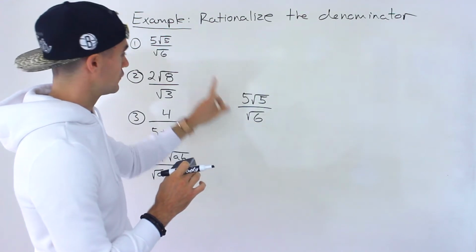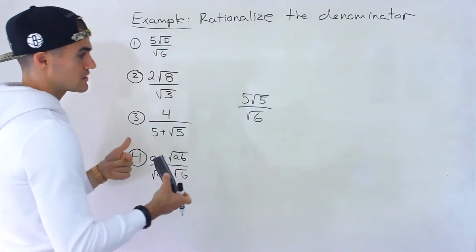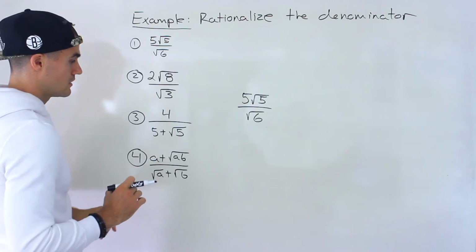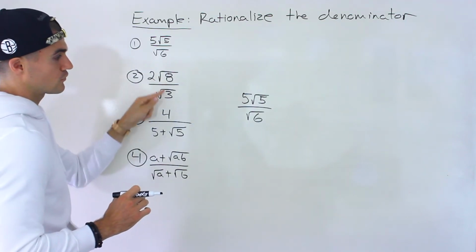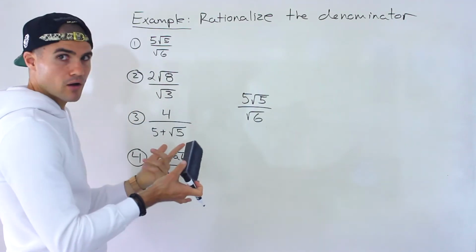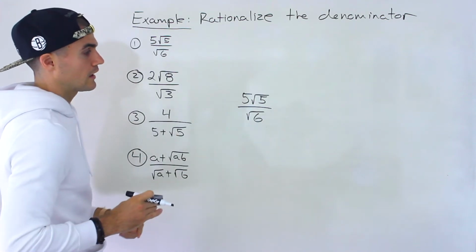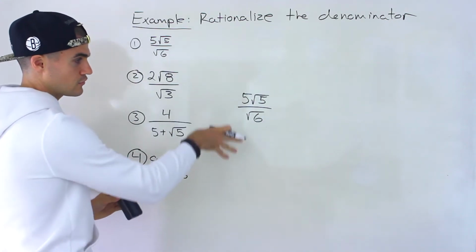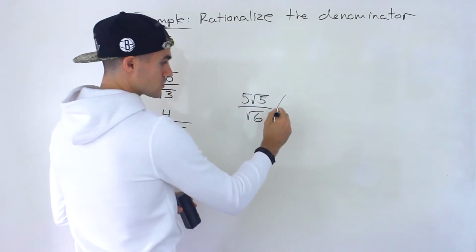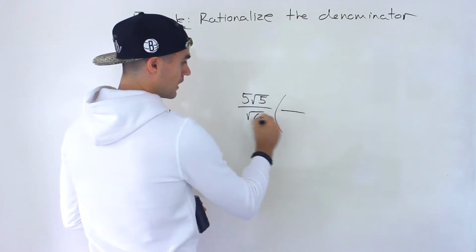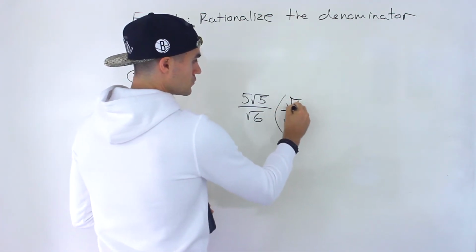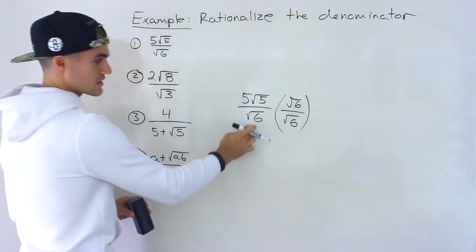Root 6 we can't simplify, but you're going to see as we go through the examples, you're going to be able to simplify initially, like this root 8, for example. And I always recommend taking that route. It's going to save you work in the long run. But we can't simplify anything here, so we can go straight into rationalizing. So we would multiply this by root 6 over root 6 to get rid of that, right?